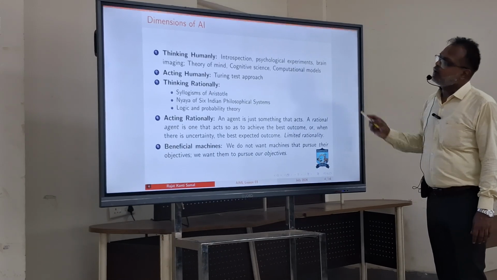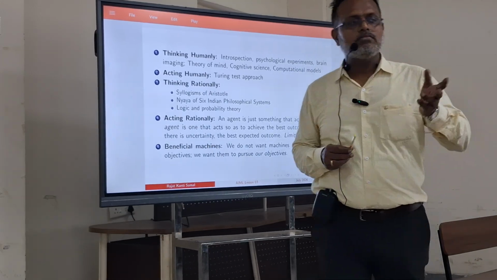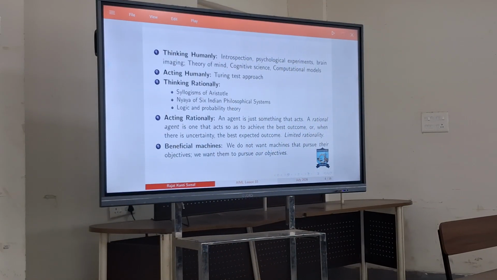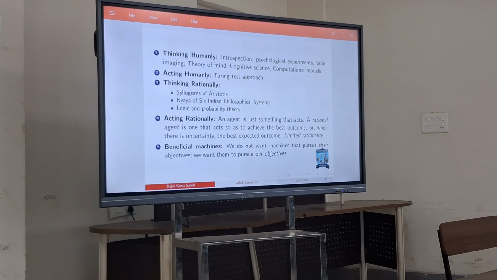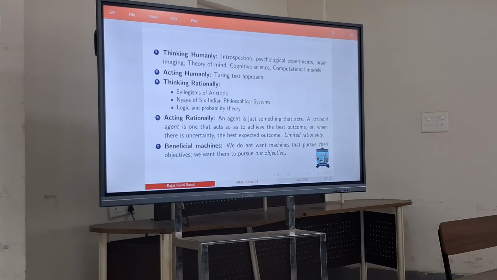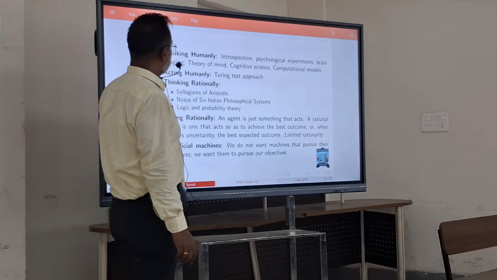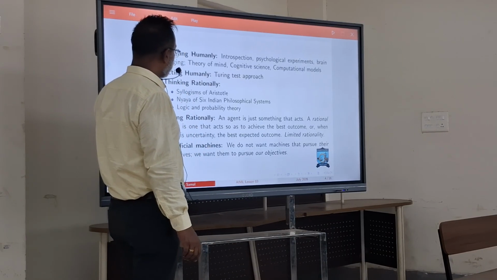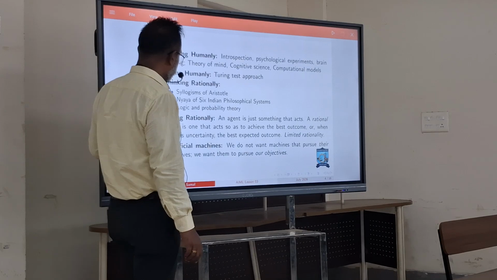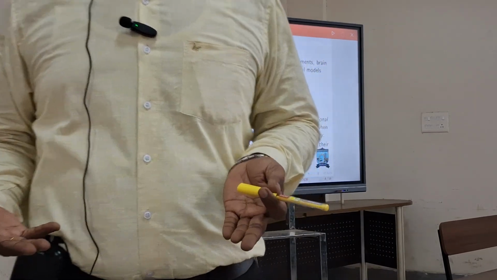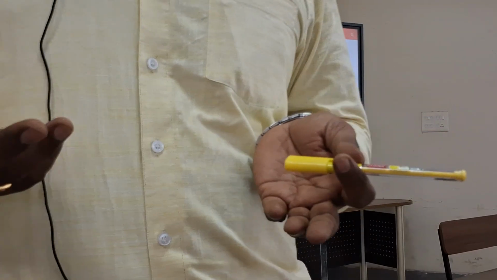Now, we have discussed this yesterday, but I told you there can be one question in the exam from this. So, what are the various dimensions of AI? Did you write this yesterday? If you did not, write this, at least the headlines. What are the dimensions of AI? The dimensions of AI are, the first is thinking humanly, acting humanly, thinking rationally, acting rationally, and finally the one we are intending to have.